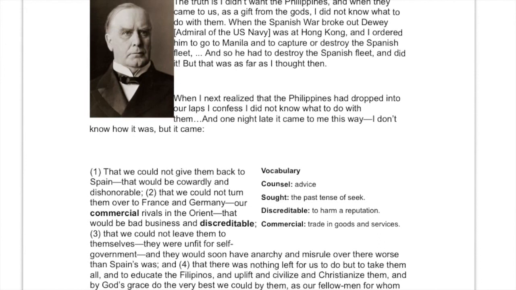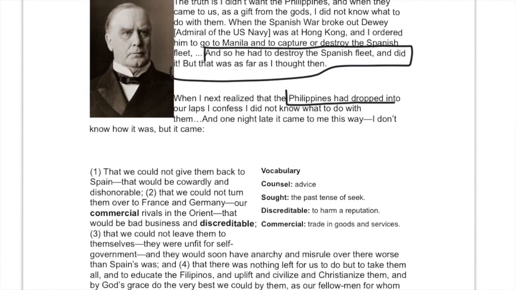Now, we revisit our document and determine the quality of the facts used by the author. The way we do this is by drawing boxes around any facts or examples that he uses as he makes his claim. So, the first thing that I noticed when I read this document is that initially, all the president wanted was for the Spanish fleet at Manila to be destroyed, and that was done. But as a result, the Philippines, according to the author, fell into the lap of the president. So we'll box that.